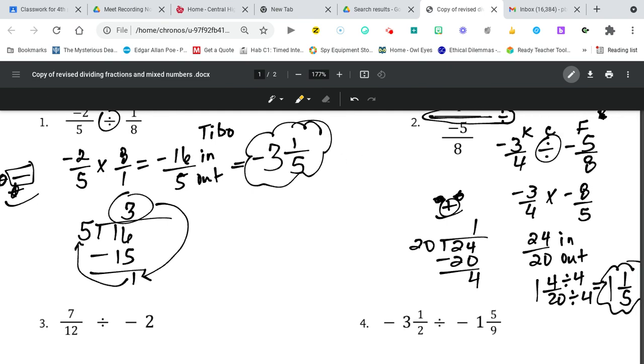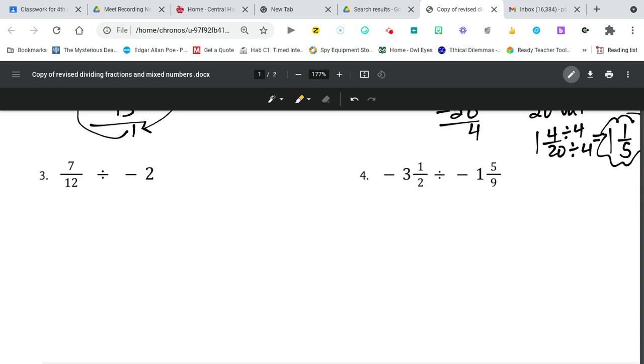Again, make sure you pause the video. All right, on number 3, I have a whole number or integer. I'm just going to place it over 1, and then I can keep, change, flip. So it's going to be 7/12. It's going to change division to multiplication and flip negative 2 over 1, making it negative 1 over 2.